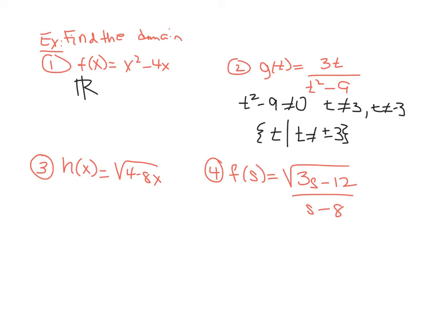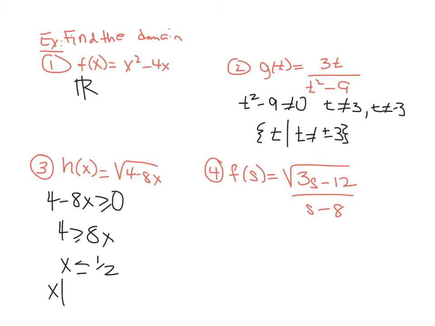For number 4, we have a radical. So I'm going to set the radicand to be greater than or equal to 0. If you solve that out, there's a few ways to solve these. You can use whatever works best for you. You do end up getting x is less than or equal to 1/2. So our answer is x such that x is less than or equal to 1/2.